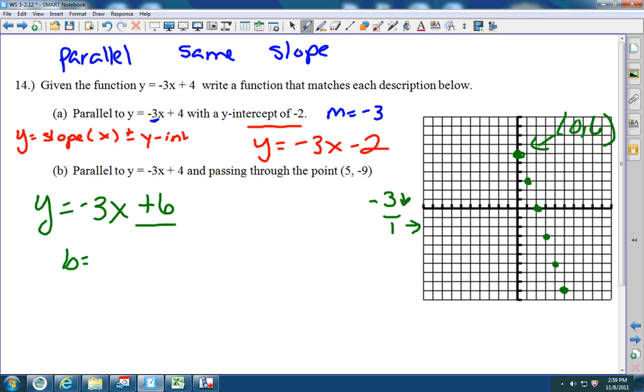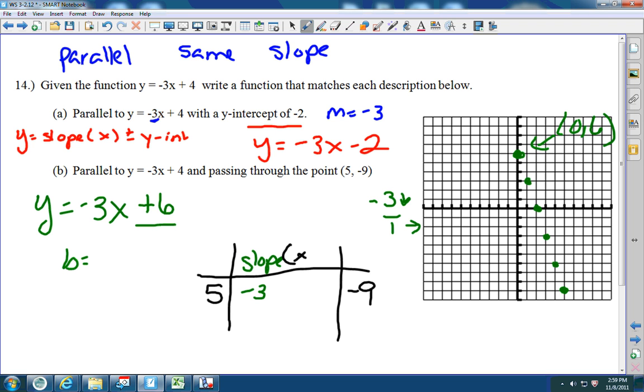Now another way you could do that instead of the graphing is I'd like to build a table, and I put my point 5, negative 9 in there. I put my slope in my table, which is negative 3. And you take that times your x, which is negative 3 times 5. Well then, what do you have to add or subtract to get your y-intercept? If I multiply this, it's negative 15. Negative 15 plus 6 gives me negative 9. So I could come up with either answer the same way.